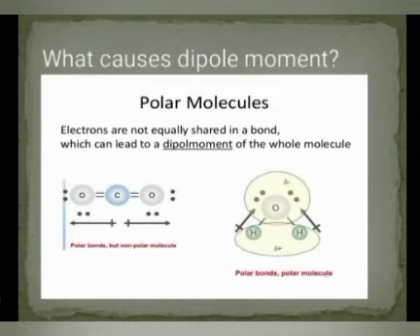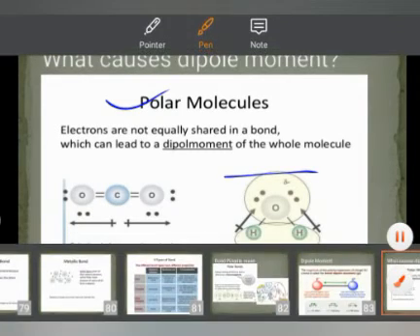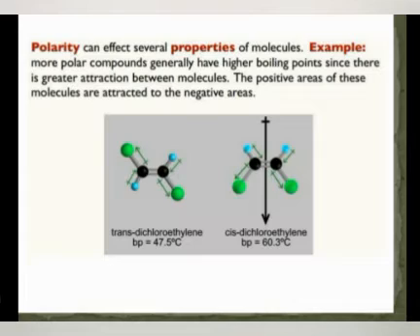Next, what causes dipole moment? It's the polar molecule. Electrons are shared unequally in a bond, which can lead to a dipole moment of the whole molecule. That's why a polar molecule is responsible for dipole moment. The polarity can affect several properties of a molecule. More polar compounds generally have a higher boiling point and greater attraction between molecules. The positive areas of these molecules are attracted to the negative areas. So we can understand this with the help of these two diagrams here.